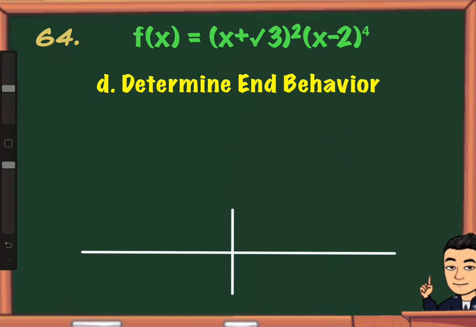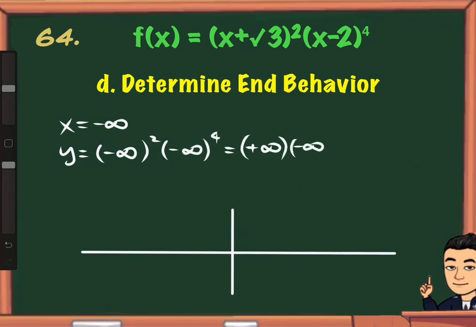So end behaviors. Now if I insert negative infinity into x, your y is going to be negative infinity squared, negative infinity to the 4th power. The exponents are going to be even numbers. So that's going to tell you that it's going to be positive infinity times positive infinity. Y is going to be positive infinity. So your end behavior is going to be right here. I'm going to have x equals positive infinity, which means that your y is going to be positive infinity as well. So the end behavior on the other side is going to be that direction.